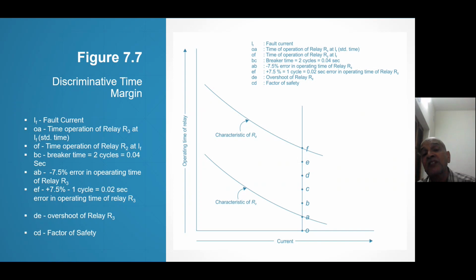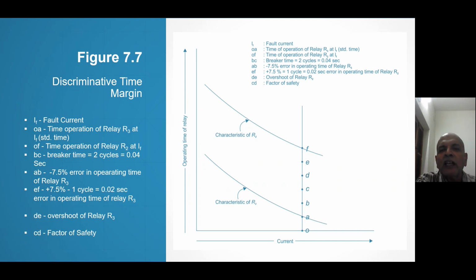From PSM 2 to 4, it is plus or minus 12.5%. And for PSM beyond 4 to 20, because after 20 it is definite time, it is plus or minus 7.5%. So we take it for granted that the first current is in the range beyond PSM 4. So we take 7.5% error. So relay R3 should operate within time OA, but because it may be slow by 7.5%.